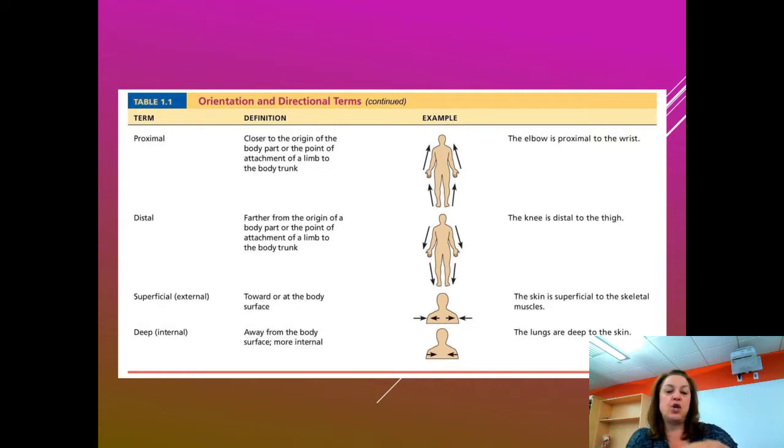So proximal means closer to where it's attached. Distal means farther away from where it's attached. So the elbow is proximal to the wrist because it's closer to the shoulder. But the elbow is distal to the shoulder because it's farther away. So proximal and distal. And then superficial means towards the outside. So my skin is superficial to my muscle. Deep means away. So my lungs are deep to the thoracic cage or something like that.